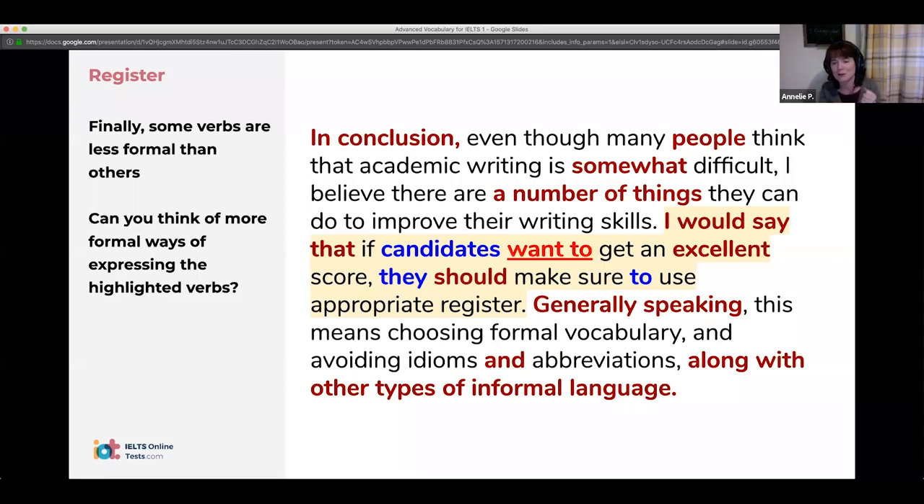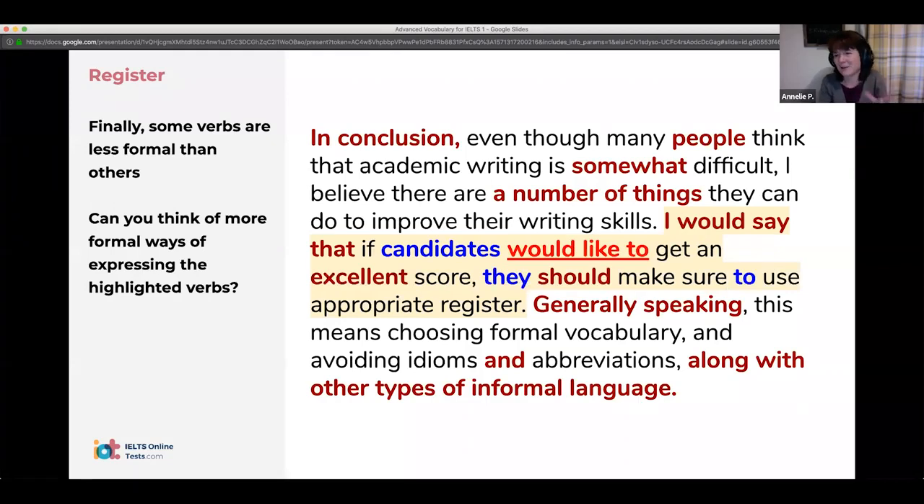So if students want to, okay, if I can, "aim to" would be a very nice way of doing it, or "would like to," Mohammed. So "want," again, it's not slang, but it's not a great word to use. And what about "get"? How could we improve that? Okay, yeah, so "achieve," "obtain," something like that.